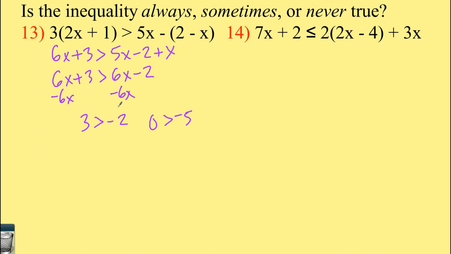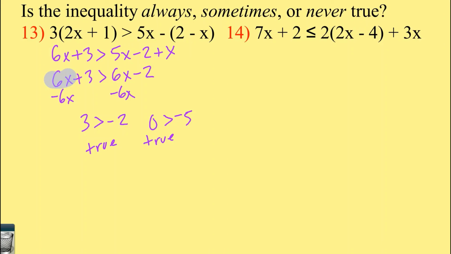Okay, well, I lost my variable, okay? I have nothing here. I have 3 is bigger than negative 2. Well, yeah, that's a true statement, okay? 0 is greater than negative 5. Well, yeah, that's another true statement, okay? All right, so here, think about what this is saying right here.